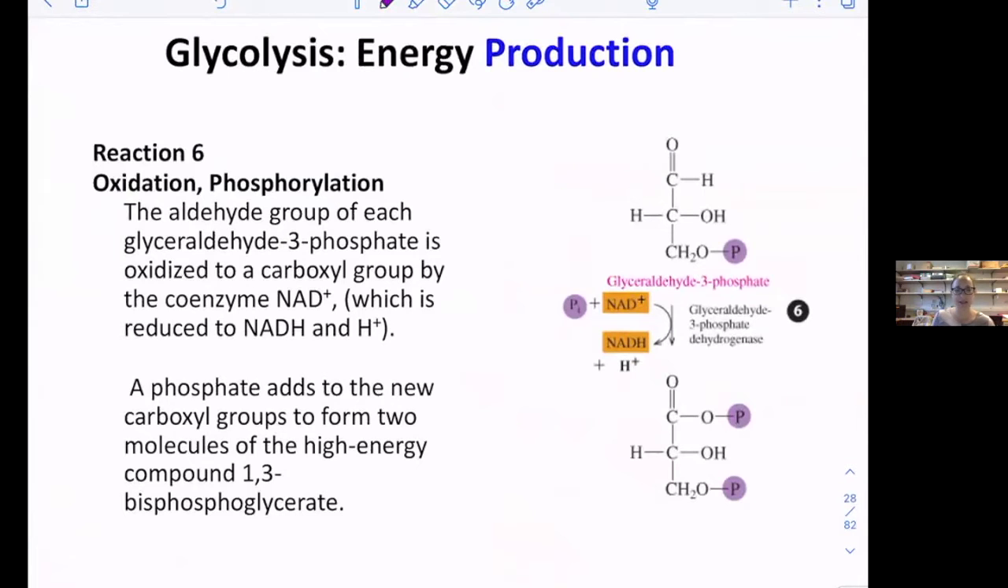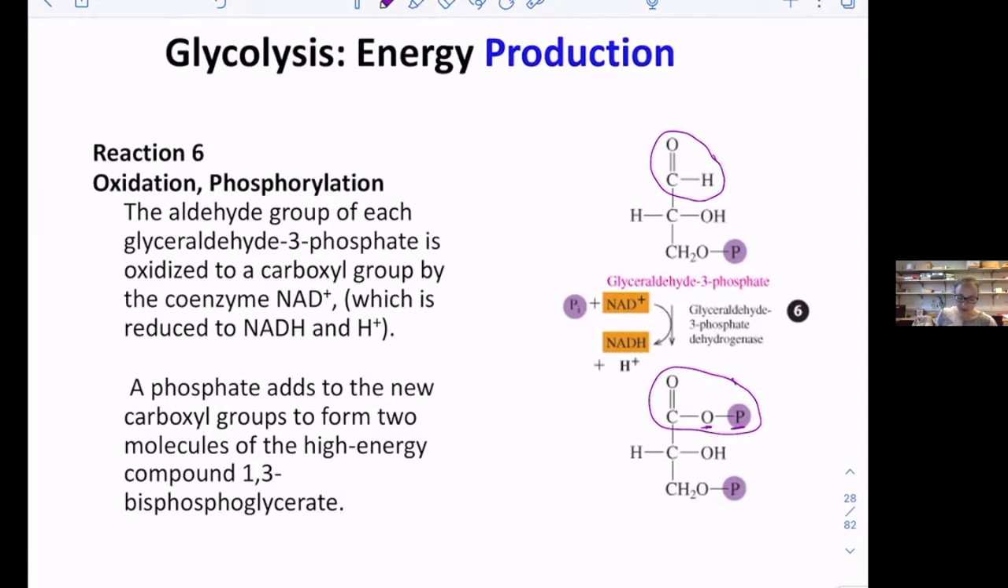So reaction number 6 is going to be an oxidative phosphorylation reaction. So it's an oxidation and a phosphorylation at the same time. What you'll notice is this aldehyde here gets oxidized, but not just oxidized to the carboxylic acid, it's also oxidized to the carboxylic acid connected to a phosphate. So that's what I mean by phosphorylation and oxidation. That group now looks like this, where we have that oxygen and the phosphate on there.